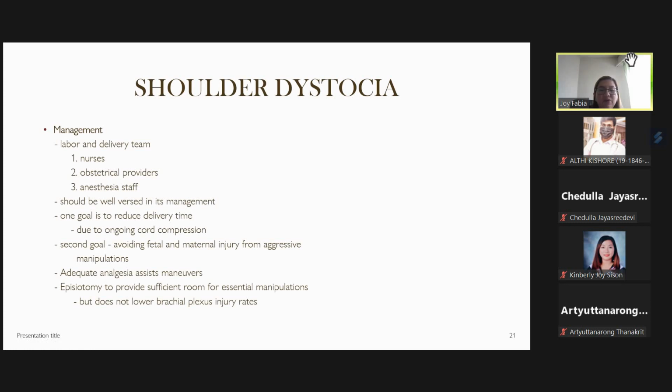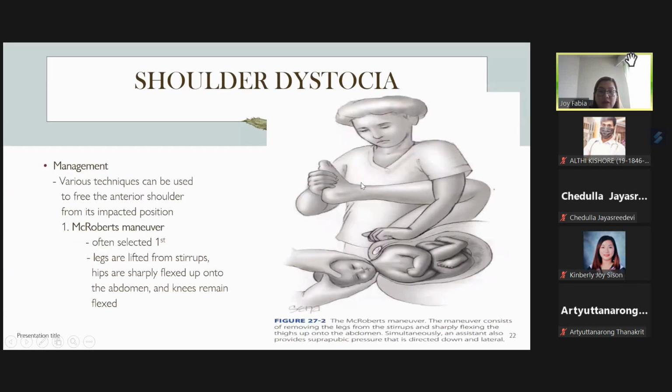Why? Our goal is to reduce the delivery time due to ongoing cord compression. The second goal is to avoid fetal and maternal injury from aggressive manipulation. In doing the maneuvers, adequate analgesia is very important. Episiotomy is also important to provide sufficient room for essential manipulation, but this does not actually lower brachial plexus injury rates. So here, take note of the maneuvers.